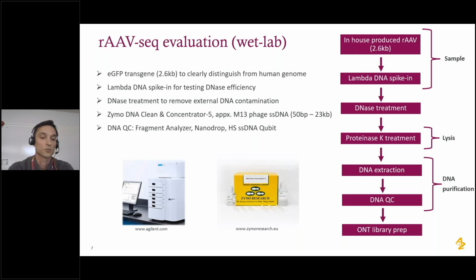We used NanoDrop to read the absorbance ratios and learn about possible contaminants like protein or ethanol. And then we used Qubit, also very standard for Nanopore library preparation. Qubit just gives more accurate quantification of the DNA.